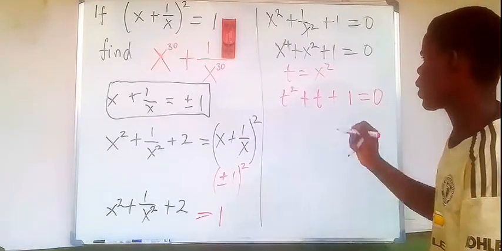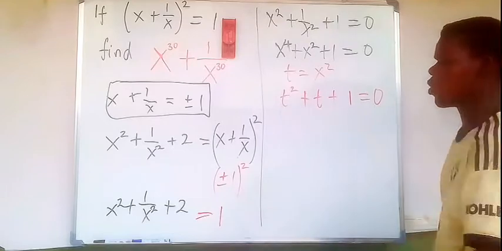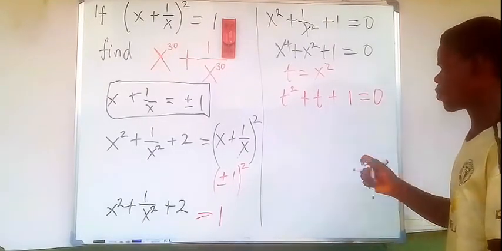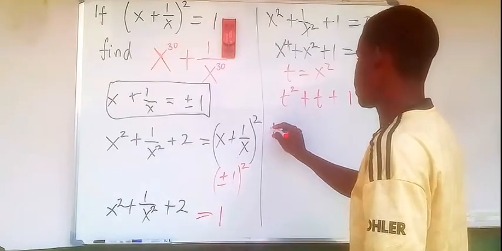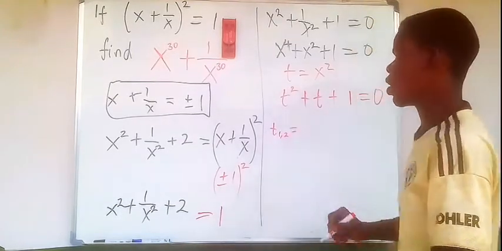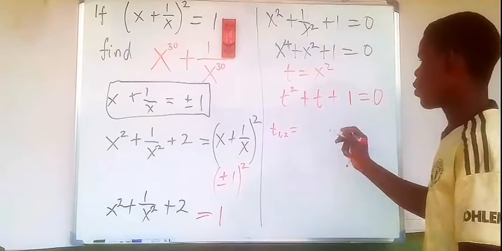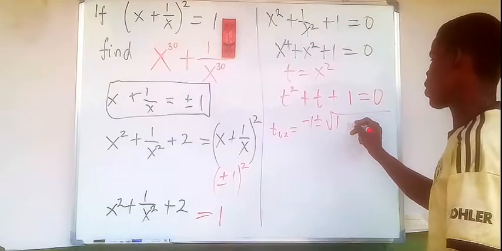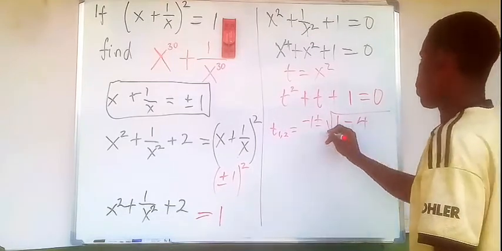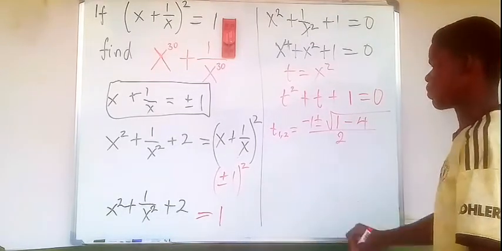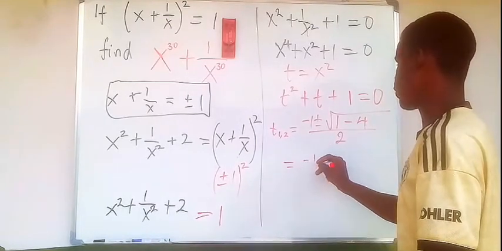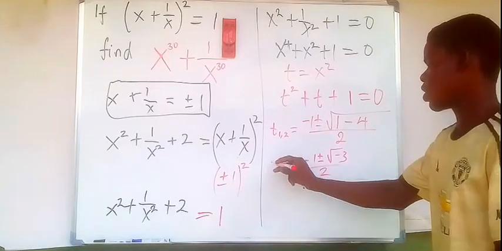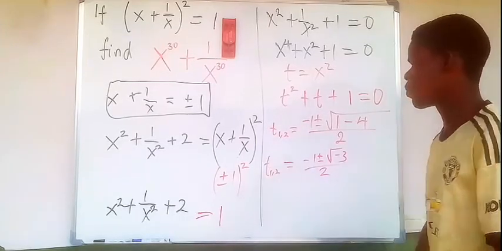Alright, so we go ahead and solve this quadratic equation. We won't be able to factor this, so we use our formula method by simply saying that t₁ and t₂, the two values of t, will be equal to the negative of b, negative 1, plus or minus the square root of b² (that's 1²) minus 4ac, minus 4, over 2 times 1, which is 2. So we say negative 1 plus or minus the square root of negative 3, over 2. This is complex.